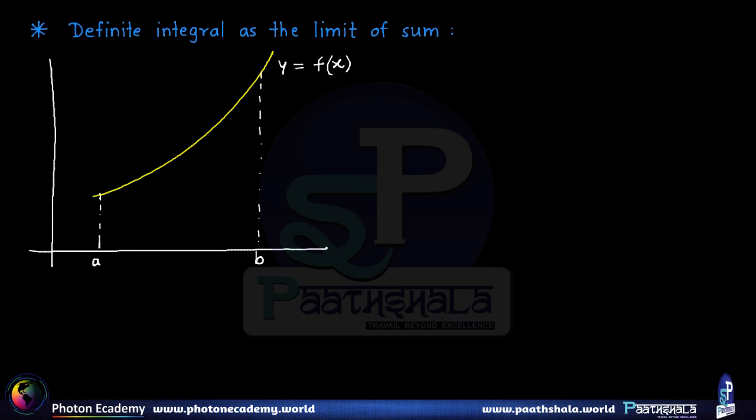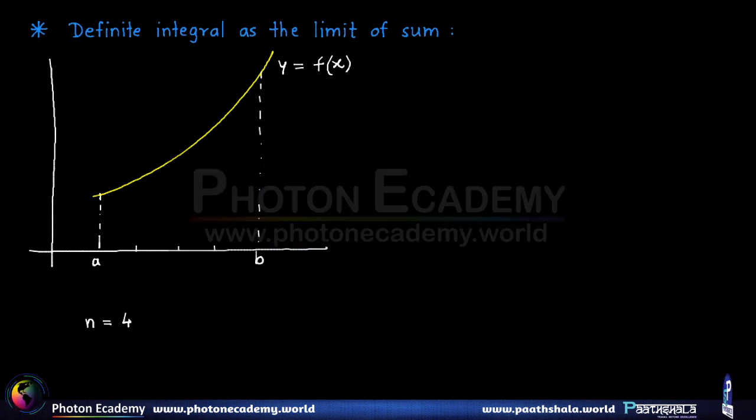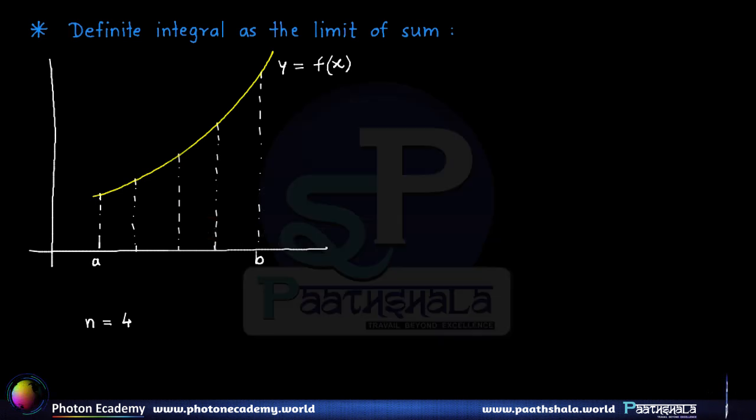That is, what we do is, let us divide the interval between a and b into 4 equal parts to start with. So let's call that n as 4, which is the number of parts into which I am dividing that interval. Now corresponding to these markings, let us draw the vertical lines as shown here. So you see that the region is now broken into 4 different pieces.